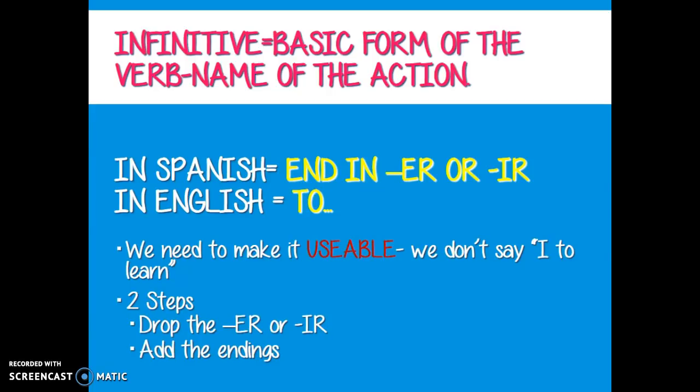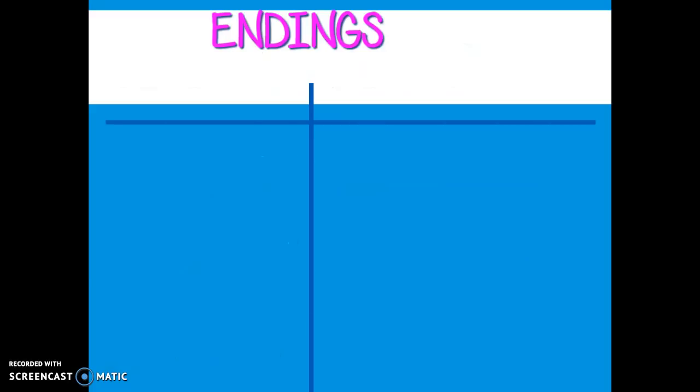So, as we learn with AR verbs, we need to make the verbs usable. We cannot just walk around saying, I to learn, you to learn. So, the two steps to make those verbs usable are you drop the ER or the IR, and then you add the ending. These are the endings.